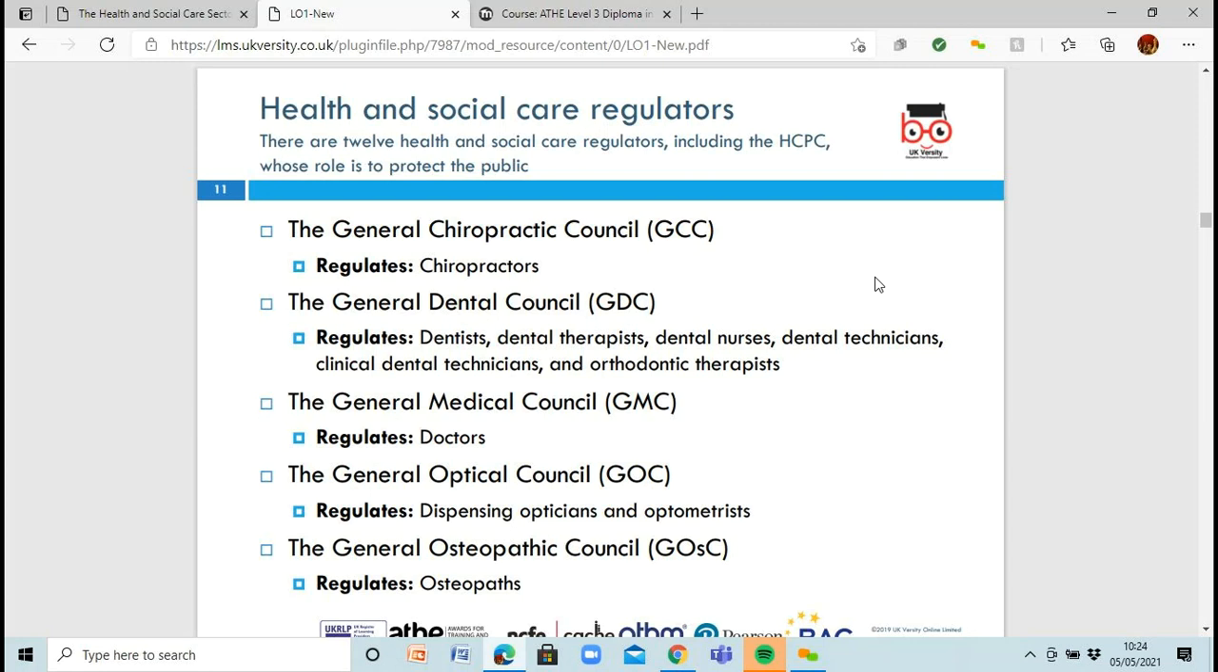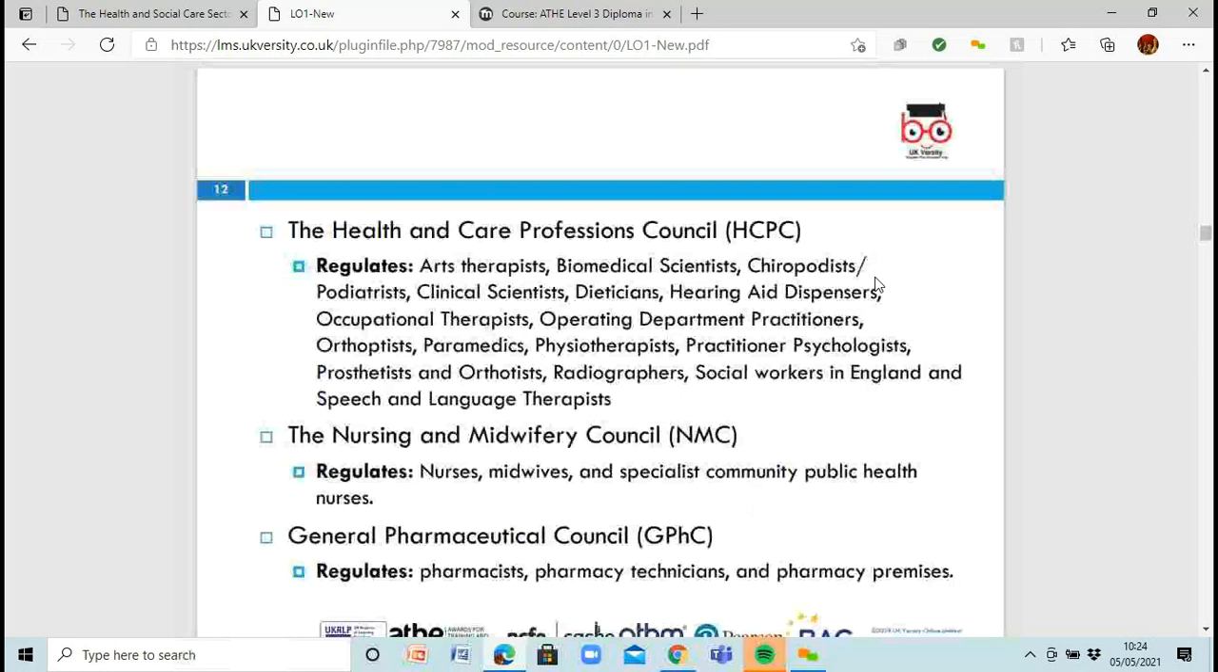General Optical Council, which regulate opticians, optometrists, and so on. Then you've got the General Osteopathic Council, which regulates osteopaths. Then you've got the Health and Care Professionals Council, HCPC for short. They regulate quite a number of people here. So the specialists: art therapists, biomedical scientists, podiatrists, physiotherapists, paramedics, psychologists, radiographers, social workers in England, speech and language therapists. Their list is quite extensive.